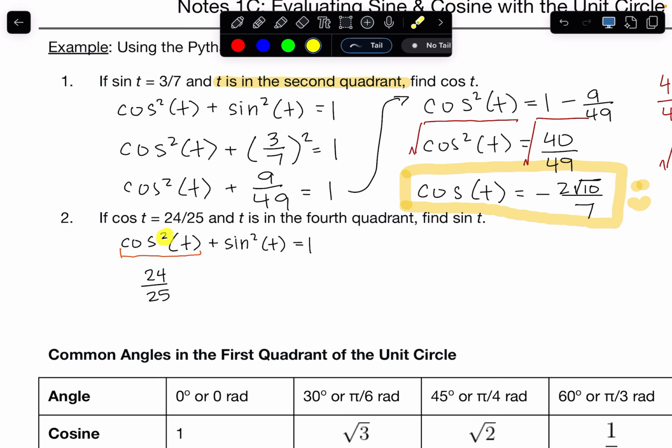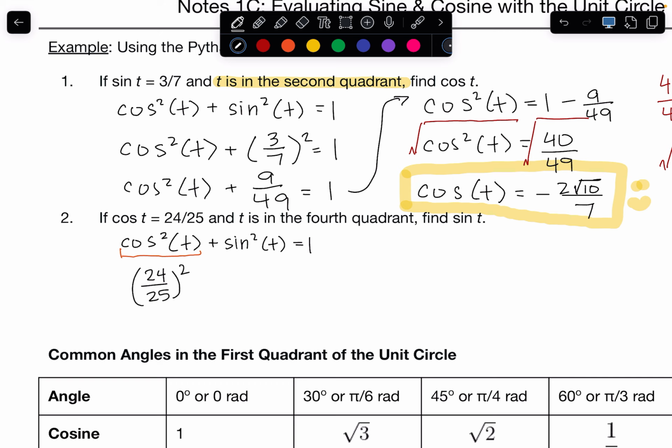What is that telling me to do to that fraction? Square it, yeah. Notice that this doesn't have a squared. So cosine by itself is 24 over 25. I want cosine squared. So yeah, we're going to take that bad boy and square it. Yes, that's ugly. Yes, those are big numbers. That is okay. We're in college math. We can deal with big numbers. That's what calculators are for.